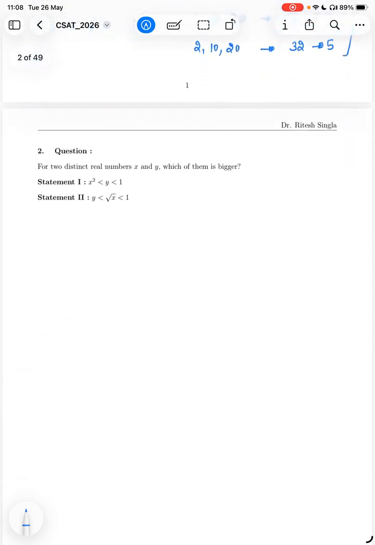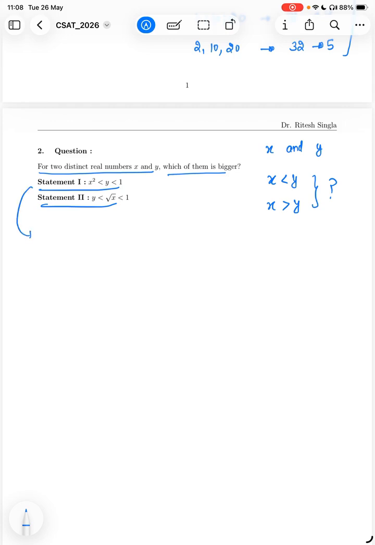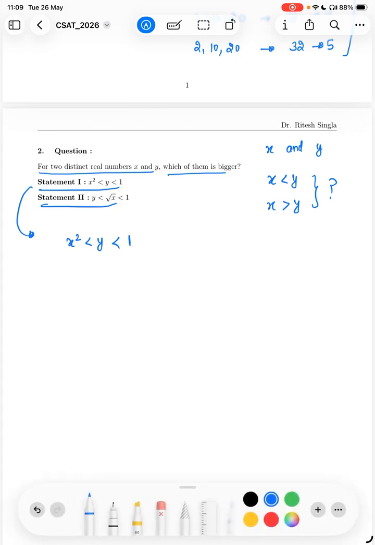Let us move to the second question. It is saying that for two distinct real numbers x and y, which of them is bigger? They are saying that x and y are two numbers, and we need to tell whether x is less than y or x is greater than y. We are given these two statements. The first statement says x squared is less than y is less than 1. Let me tell you one small result from real analysis.